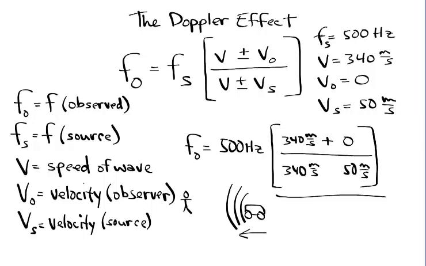I've got 340 on top, and I'm going to either have 340 plus or minus 50 on the bottom. If it was plus, then the number on the bottom would be bigger than the number on top, and I'd have a number less than 1. So that's not what I want to do. I want to subtract that so the number on the bottom is smaller than the number on top, so the fraction overall is greater than 1, multiplied by 500 to get my answer.